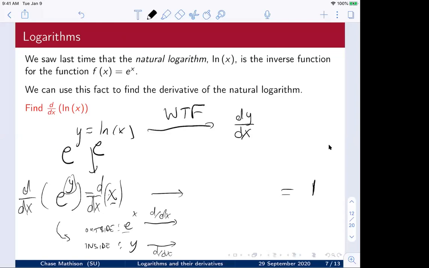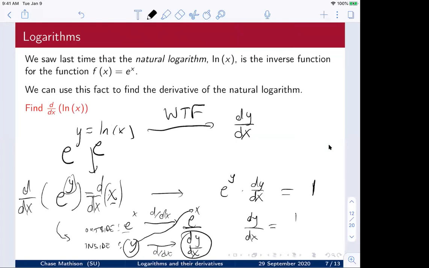And the derivative with respect to x of y is exactly what we're trying to find, right? I just write that down. I don't know what it is, it's what we're trying to find. So the derivative with respect to x of y is just dy dx. So the left-hand side, when I take the derivative, becomes, well, I want the derivative of the outside evaluated at the inside. So that's just e to the y. And then times the derivative of the inside, times dy dx. Did I leave myself some room? Yes, I did. So this tells me dy dx is equal to 1 over e to the y.